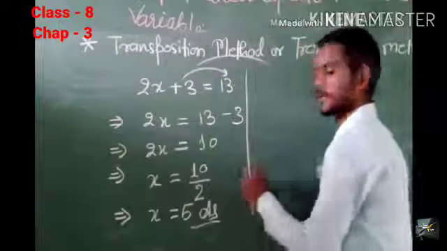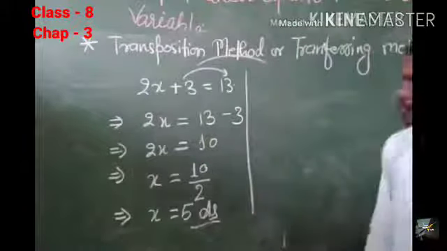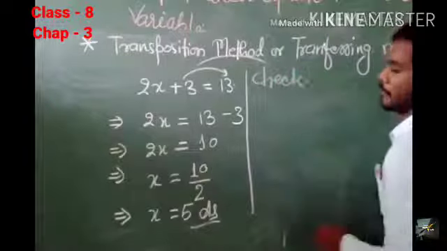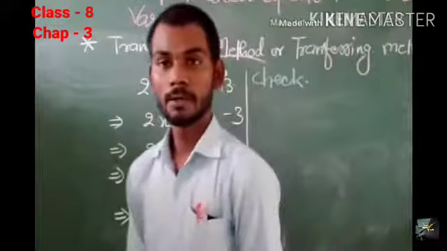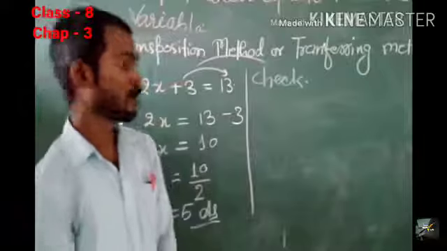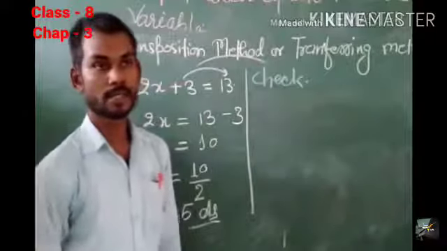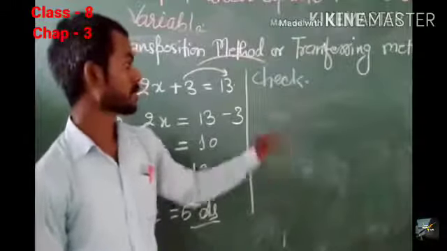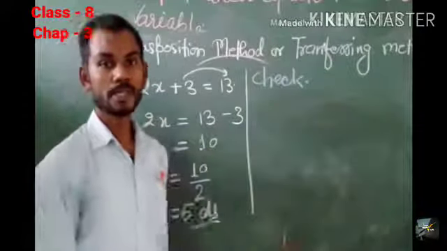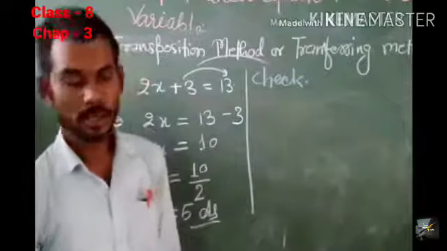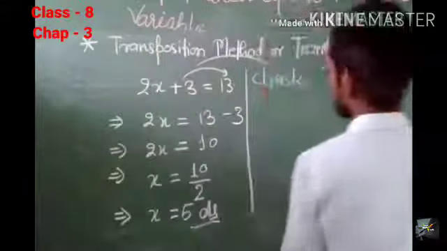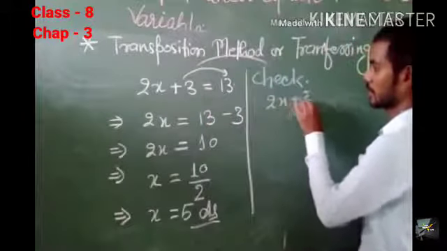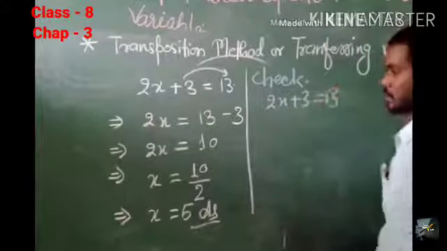Now let us check the answer. Why do we need to check our answer? Because we need to know whether the value of the variable, that is the solution of the linear equation, is true or not. By going through this process, we can check whether our answer is right or wrong. So the given equation is 2x plus 3 is equal to 13.